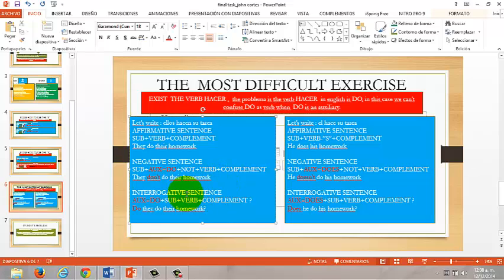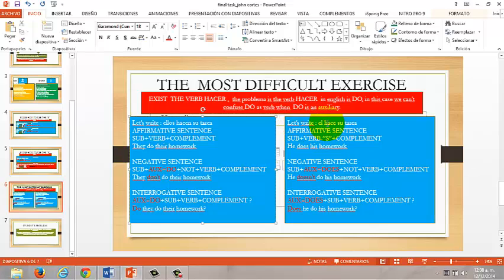Okay, so in the interrogative it's the same. We can't confuse the auxiliary with the verb. Yes, first of all, do they do their homework? In that case, I put the auxiliaries in red color to highlight them.